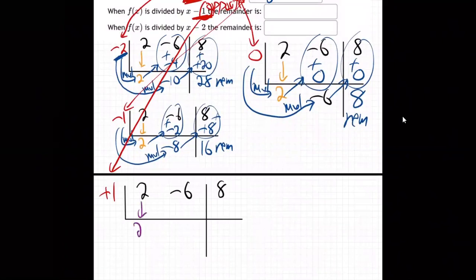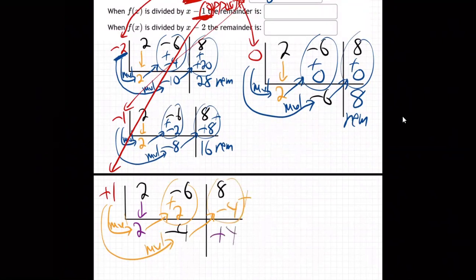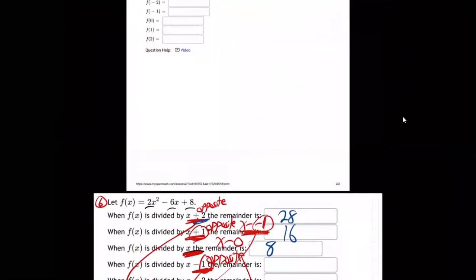So bring it down, 2, swing it around, multiply. 1 times 2 is 2. Add them up, and you get negative 4. Multiply it around. 1 times negative 4 is negative 4. Add them up, and you get positive 4 as your remainder. So that's the remainder, 4.